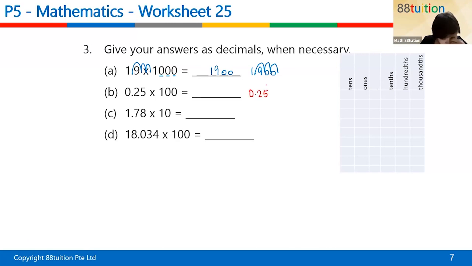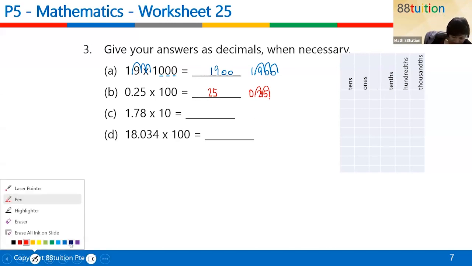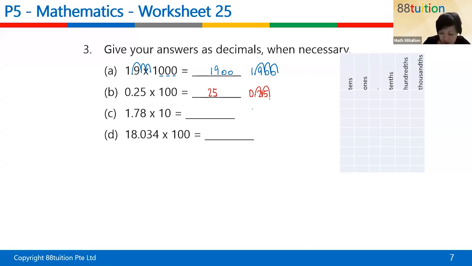Next question B. 0.25 multiply by 100. You shift how many places? Shift 2. So 2 umbrella. 1, 2. So here's 25. Okay. 1.78 times 10. So how to times 10? You shift 1 decimal from here to here. And he also used the word left to right, right to left. Okay, so you have 17.8.